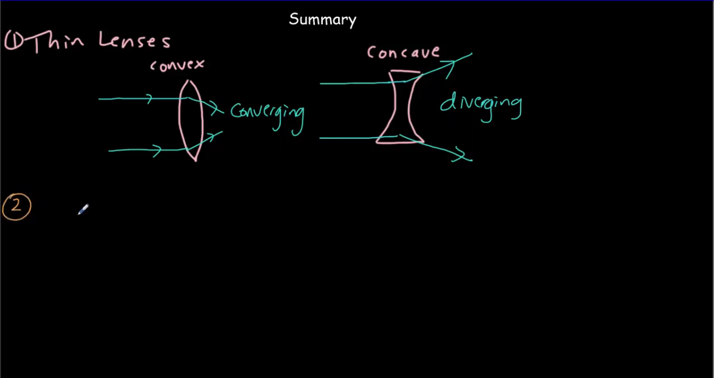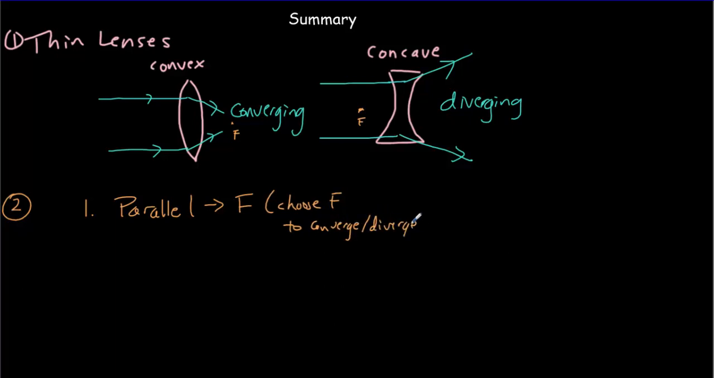Secondly, we had these three rules. Once again, they were very similar to the ones we had for mirrors. Our first rule was that if the ray was parallel to the principal axis, it would go through F. And you want to choose the right F such that it's going to converge or diverge appropriately. So if we want these rays to diverge, we'd want to use this F. If we want these two rays to converge, we'd want to use this F. So choose F to converge or diverge appropriately.